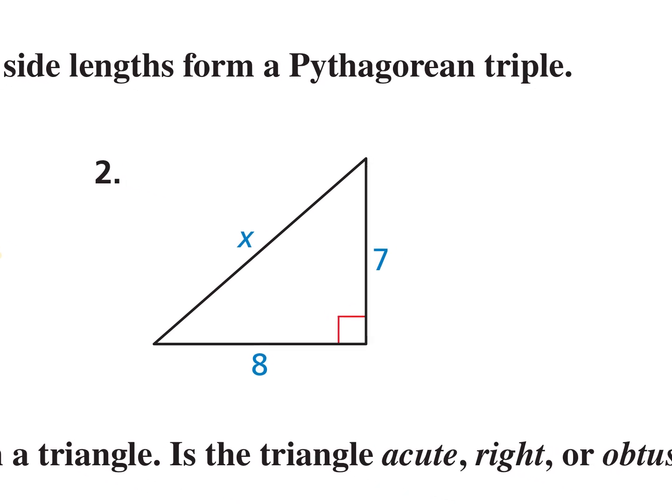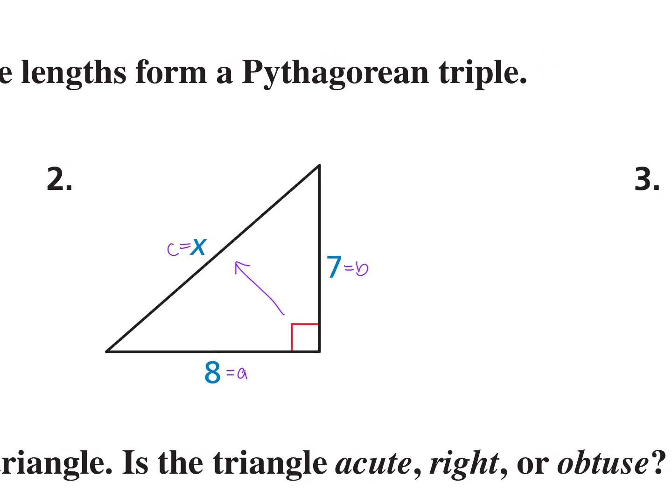All right, looking at number 2. Same thing. This is my hypotenuse, so this is my C. It's opposite my right angle. This is my A. This is my B. So putting it in the rule, I have A squared plus B squared equals C squared. 8 and 8 is 64. 7 and 7 is 49 equals C squared. Add these two together, I'm going to get 113 equals C squared.